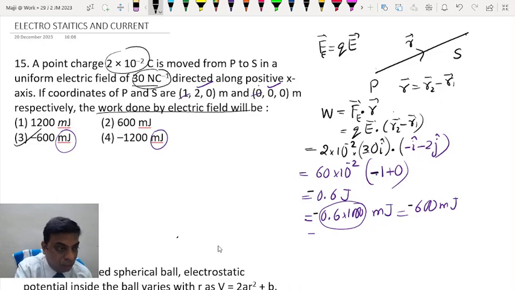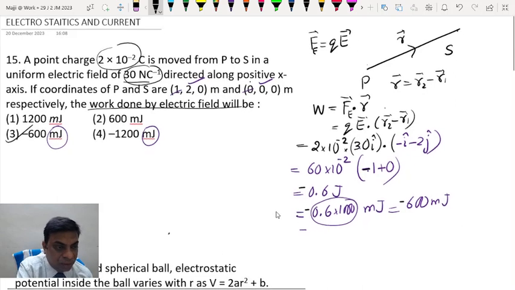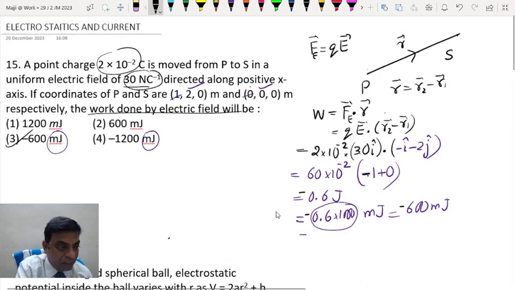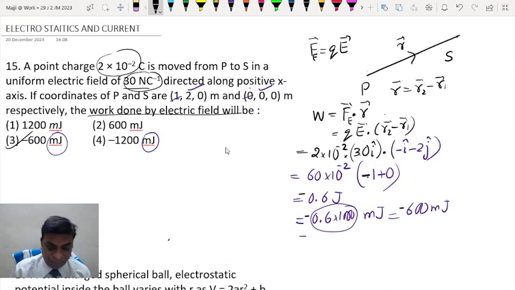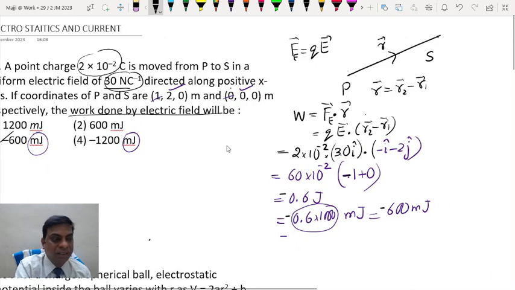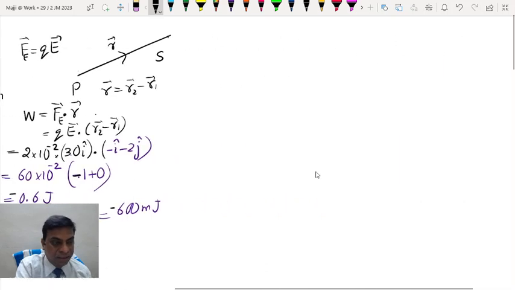Then what you can do, students, without undergoing all this, simply if you can understand the basics of electric field and the movement of the charge, you can very easily calculate this almost immediately. Let us see how to calculate. This is another method. It's up to you whether you like it or not.